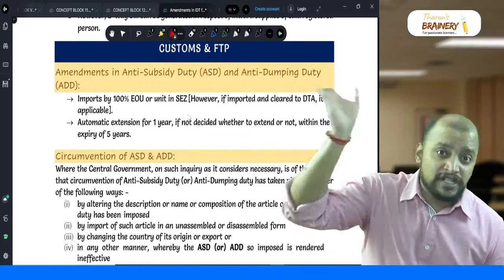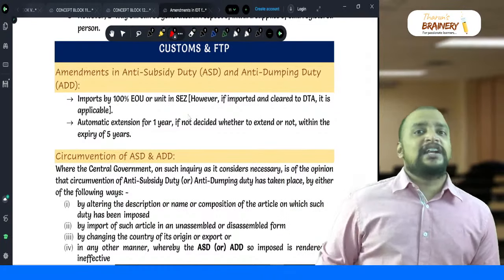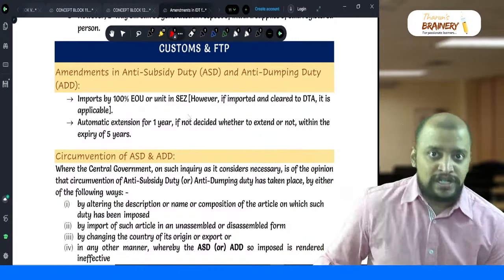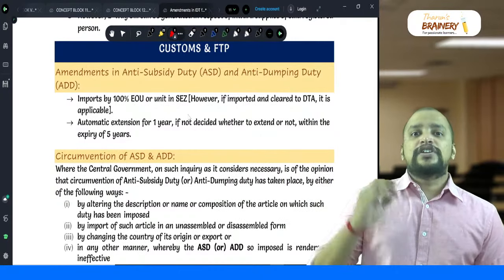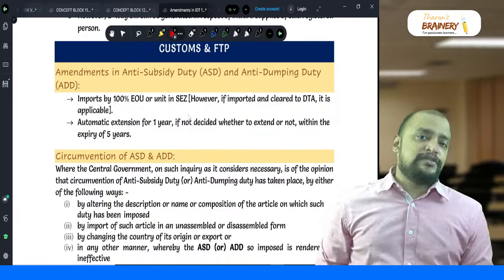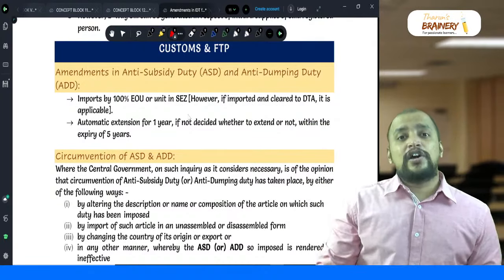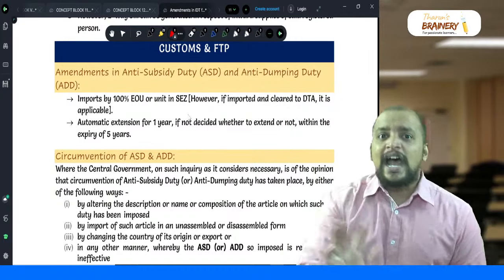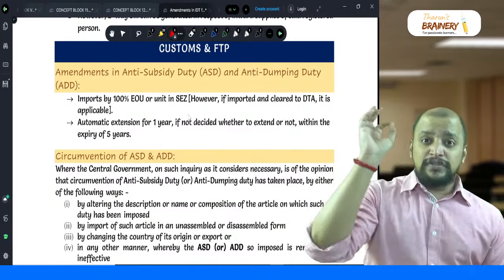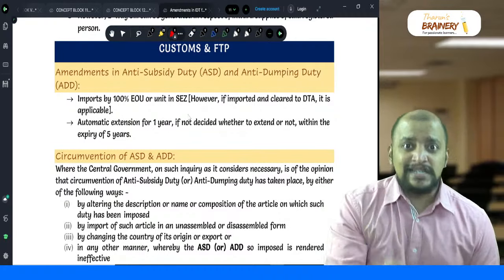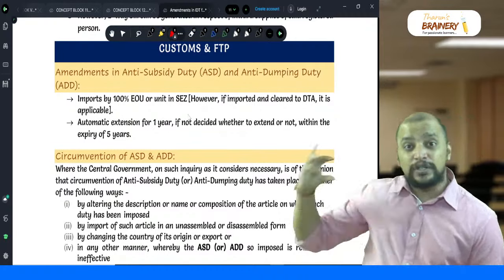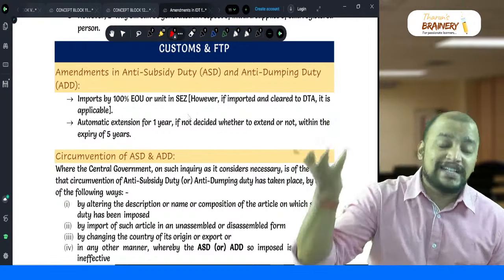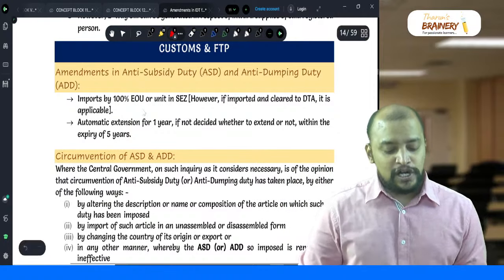This provision was there for safeguard duty long back, and even anti-dumping duty. All three: anti-subsidy, safeguard and anti-dumping duty. In all these three cases, if the goods are imported by a 100% EOU or a SEZ, they are not required to pay those additional duties, safeguard duty, anti-dumping duty, anti-subsidy duty. However, if the goods are imported by a SEZ or an EOU and then cleared to DTA, they need to pay that duty, whatever they got exempted before, now along with interest.